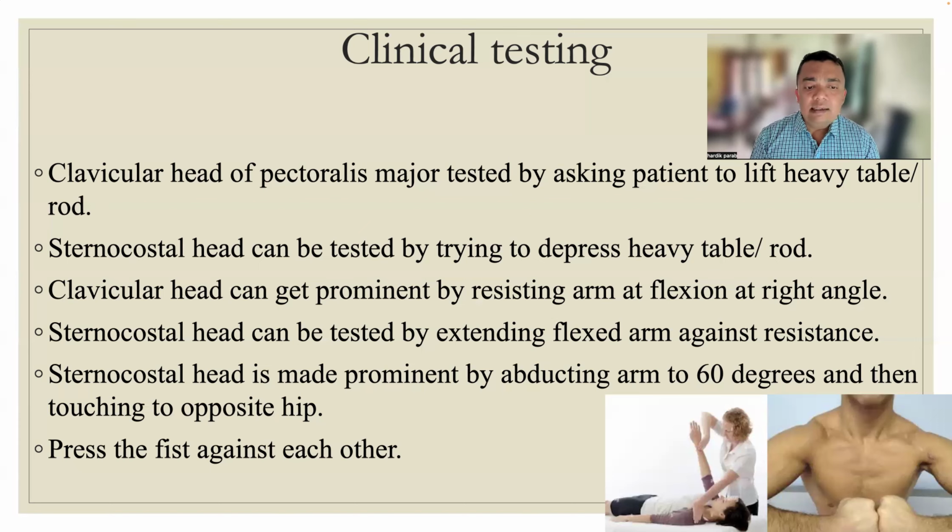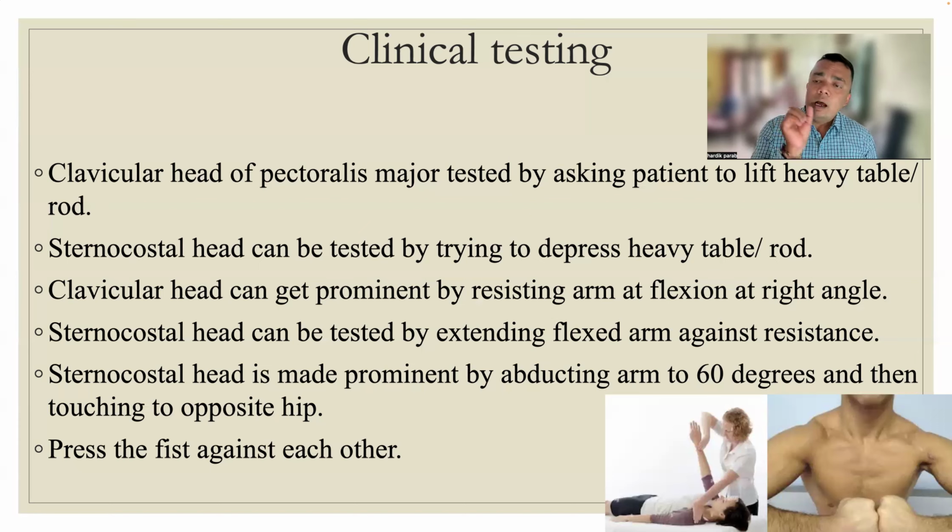The sternocostal head is made prominent by abducting the arm to 60 degrees and then you ask the patient to touch the opposite hip. So you abduct the arm to 60 degrees, you resist it and then ask the patient to touch the opposite hip. In supine position you need to do this. That is another way by which you can find out whether the sternocostal head is working or not. And you can even ask the patient to press the fists against each other, like in this way. You can see in the figure. So these are the different ways by which we can find out whether pectoralis major is working or not.